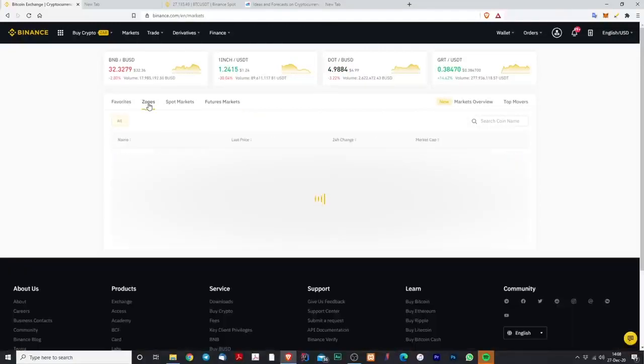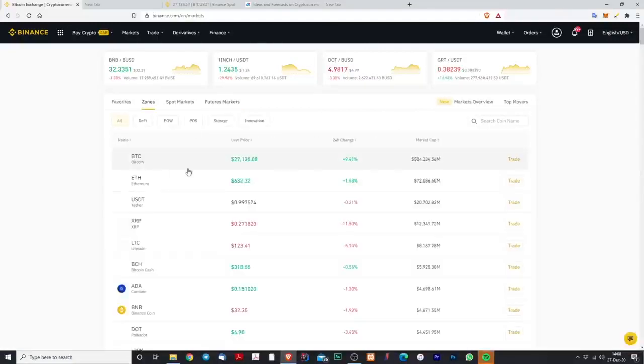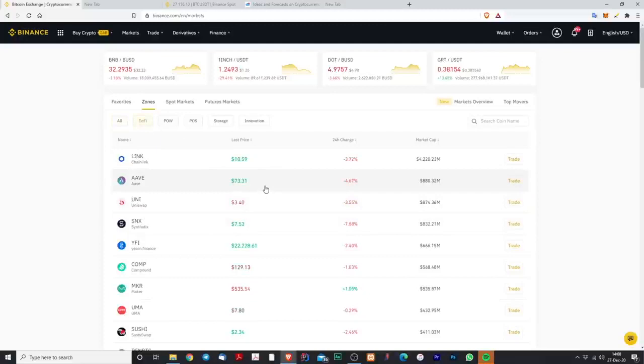So now you also have zones, right? Bitcoin, Ethereum, USDT, and so you can say DeFi. Zones simply mean the category of the coin. For example, in DeFi we have all these decentralized finance coins like Compound, Uniswap, Sushi, UMA. So this is just categorizing the coins. If you want to focus on trading DeFi coins, this helps you filter what you're looking at.